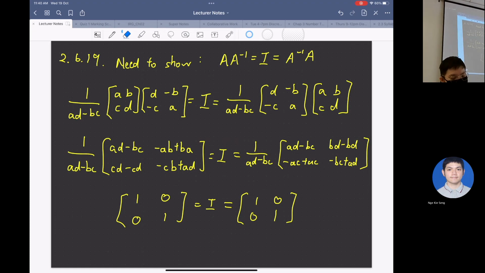2.6.19, I think although this is an odd question, I added it in because you have to know the inverse of a 2x2 matrix. You swap the diagonal terms, put a minus on the other diagonal, and then divide by AD minus BC. To show that it's the inverse, by definition you just need to check the equality. This means it is a left inverse, and this means it is a right inverse, and then they coincide.